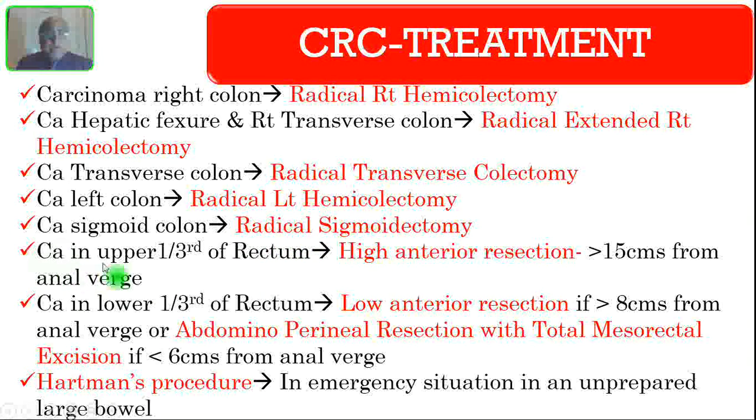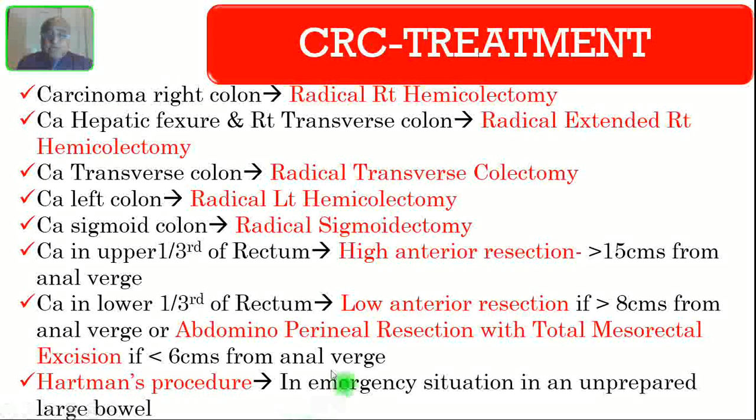If it is carcinoma involving the upper third of the rectum, you have to do high anterior resection where the tumor will be more than 15 centimeters from the anal verge. If the carcinoma is situated in the lower one third of the rectum, you can do low anterior resection if the tumor is situated more than 8 centimeters from the anal verge, or you can do abdominoperineal resection with total mesorectal excision if the tumor is situated less than 6 centimeters from the anal verge.